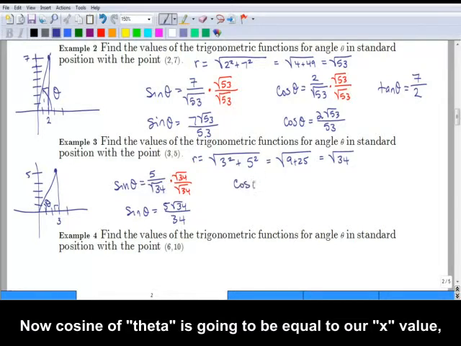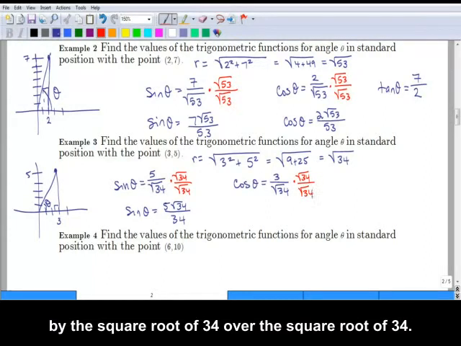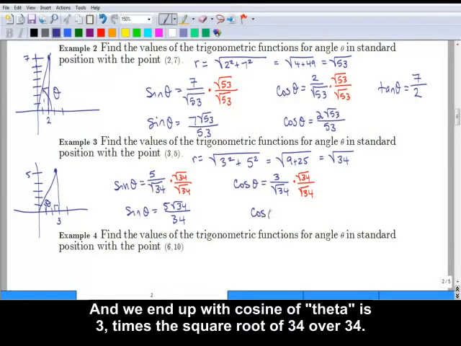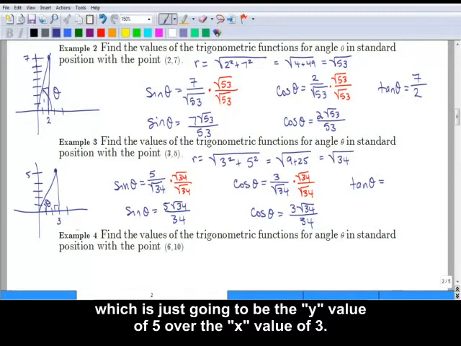Now, cosine of theta is going to be equal to our x value, 3 over the square root of 34. Again, we rationalize by multiplying by the square root of 34 over the square root of 34, and we end up with cosine of theta is 3 times the square root of 34 over 34. And finally, we have the tangent of theta, which is just going to be the y value of 5 over the x value of 3.